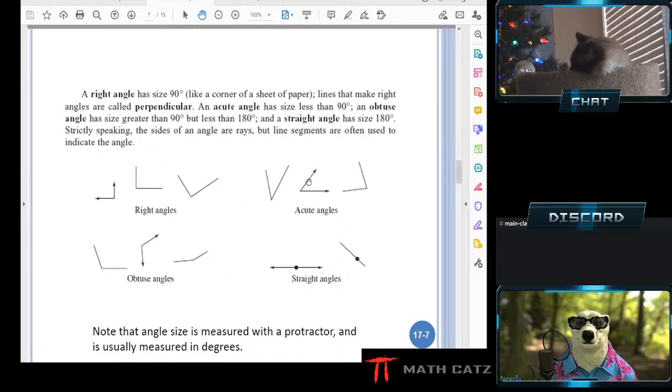Then we have angles that are less than 90 degrees, smaller, we'll call them acute angles. Then we have angles that are bigger, obtuse angles. And then technically when it's just perfectly flat or 180 degrees, sometimes we call that a straight angle. But the more important words are acute, right, and obtuse.